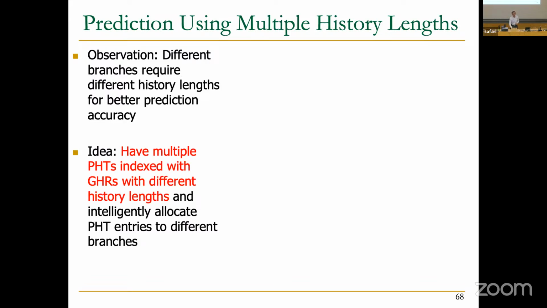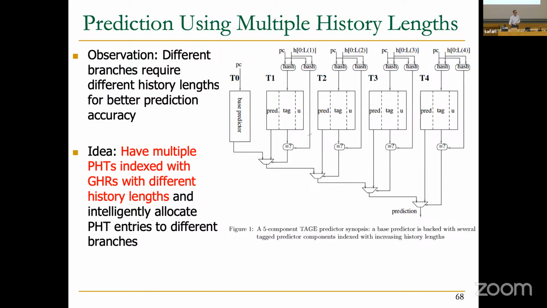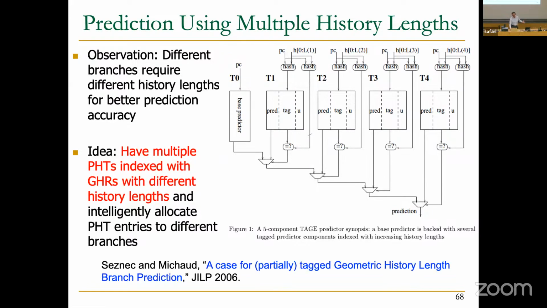And the idea here is to have multiple pattern history tables indexed with global history registers with different history lengths and intelligently allocate pattern history table entries to different branches. So it looks like this basically. You have 5 tables in this particular case. There's a base, very simple predictor. And then there's another predictor with a short history length. Here, there's no history length. As you can see, it's based on program counter. Here, there's some history length. There's a longer history length, longer history length, longer history length. And then you basically index all of the predictors and decide which one provides you the better prediction for a given branch. It's expensive, and this paper describes it.